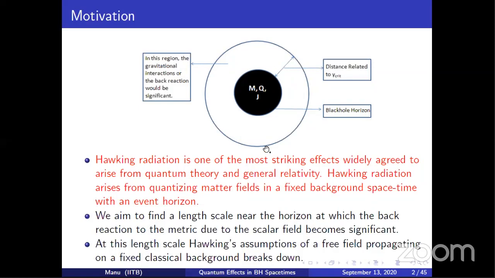classical background. In our work, we try to question this assumption. The result of our work is that there is a region around the black hole, close to the event horizon, where the assumption that we can neglect the back reaction due to this quantum scalar field is no longer valid. We aim to calculate this length scale. In the diagram, there is a width around the event horizon where the gravitational back reaction due to the scalar field can no longer be neglected. Therefore, in this region, Hawking's assumption of a free field propagating in a fixed classical background may break down, whereas outside this region the back reaction is not much.